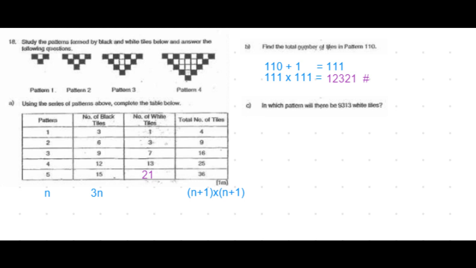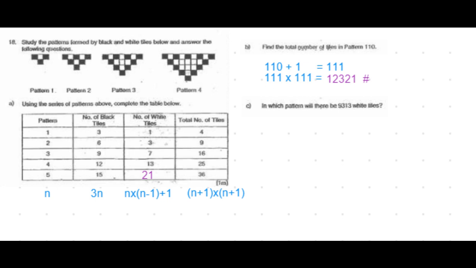When we look at the number of white tiles, we see pattern 1 has 1 tile. Pattern 2 has 3, which is 2 times 1 plus 1. And pattern 3 is 3 times 2 plus 1, which is 7. Pattern 4 is 4 times 3, which is 12 plus 1 is 13. Pattern 5 is 5 times 4 plus 1, which is 21. So it's basically pattern n is n times n minus 1, 1 less than n, plus 1.